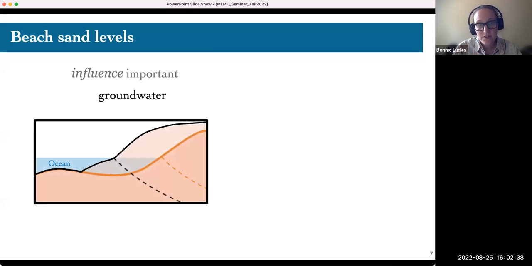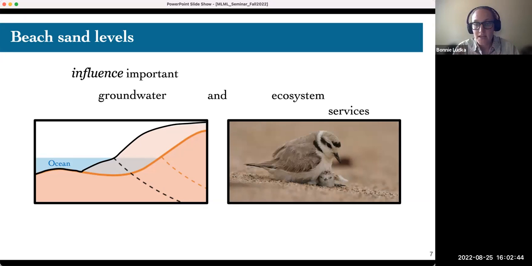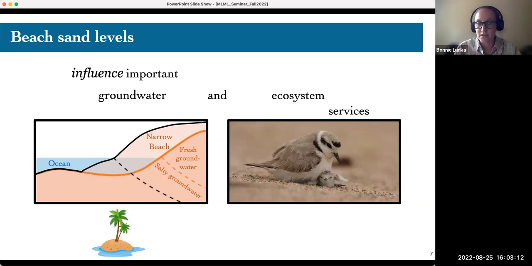And beach sand levels can also influence important groundwater and ecosystem services. The schematic on the left is showing the wide beach and the location of the boundary between the fresh groundwater and salty groundwater for that wide beach, as compared to where that boundary moves with the narrowing of the beach. And this is of concern, especially in places where there are limited fresh groundwater supplies, like low-lying islands, where they're worried about saltwater intrusion of their fresh groundwater supply due to storms and sea level rise.